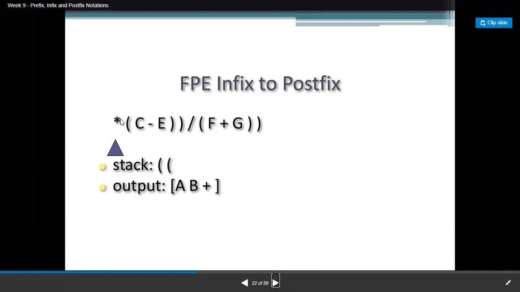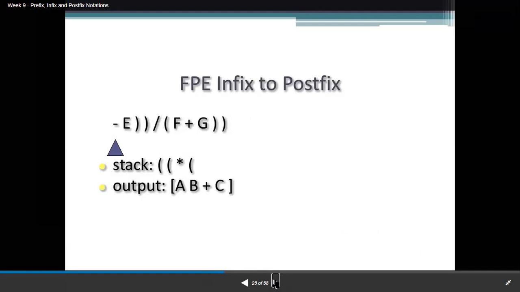Then again we start from here. We have a multiplication sign, so this multiplication sign will go into the stack. Then we have again our opening bracket, so it will go into the stack. Then we have a C that will go into the output. We have a minus that will go into the stack. So everything is normal until you reach a closing bracket. If you get a sign, push it to the stack. If you get an operand like D, you will push it to the output section. Then E is again pushed into the output section.